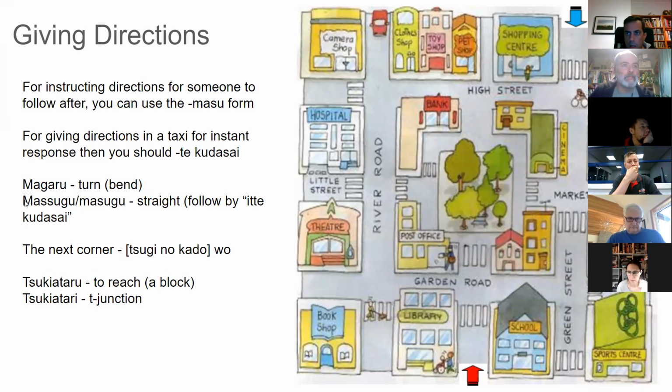And there's a couple more bits here. Massugu or masugu, doesn't matter which one you use. This means straight. So go straight would be massugu itte kudasai. We've done the next corner, tsugi no kado. And then this last word here is actually a compound verb. Tsuku, to reach, and ataru, to touch. So if you're coming this way up at a T-junction, then this is called a tsuki atari. Tsuki atari, T-junction.